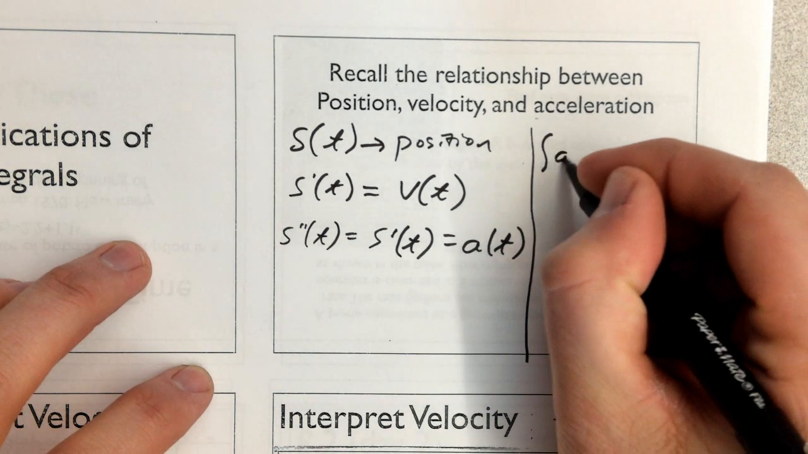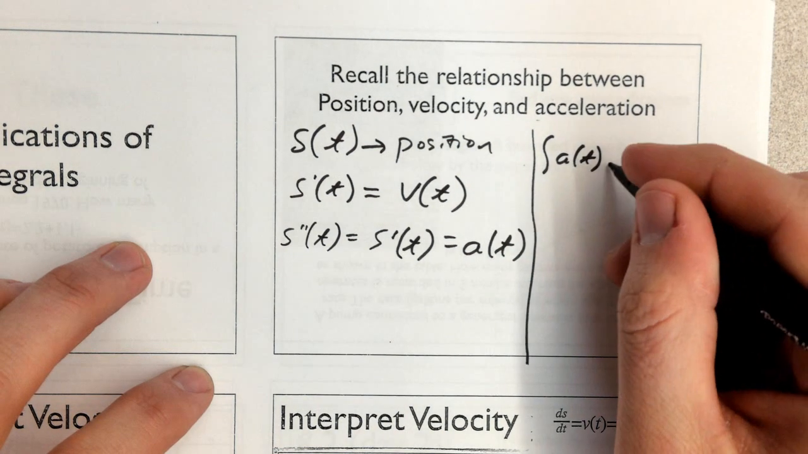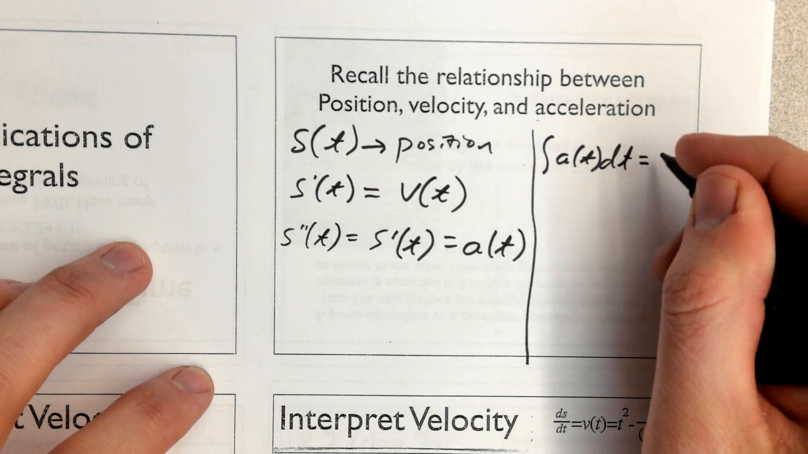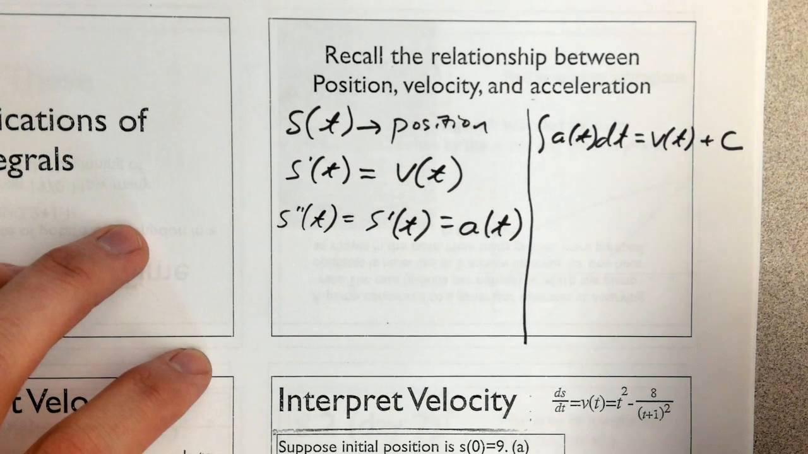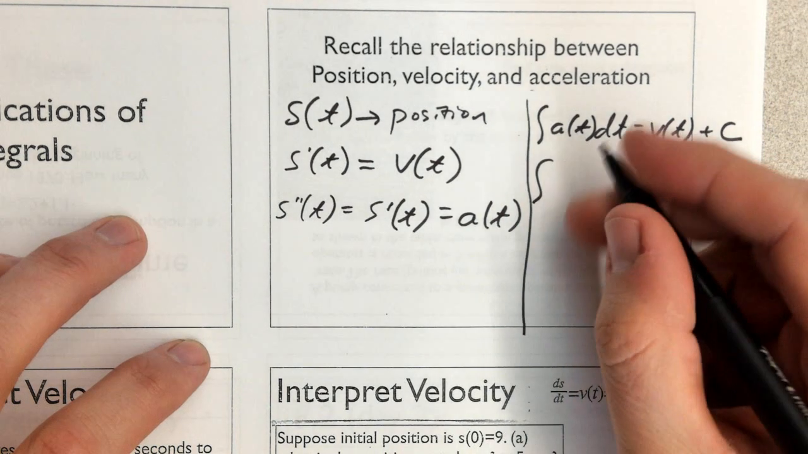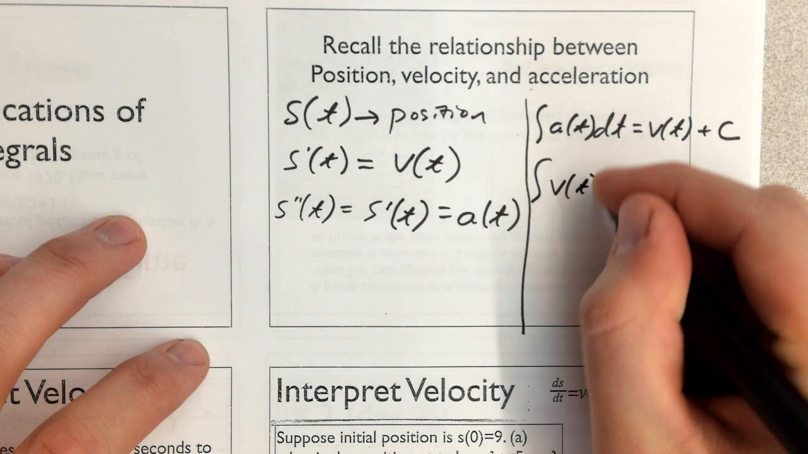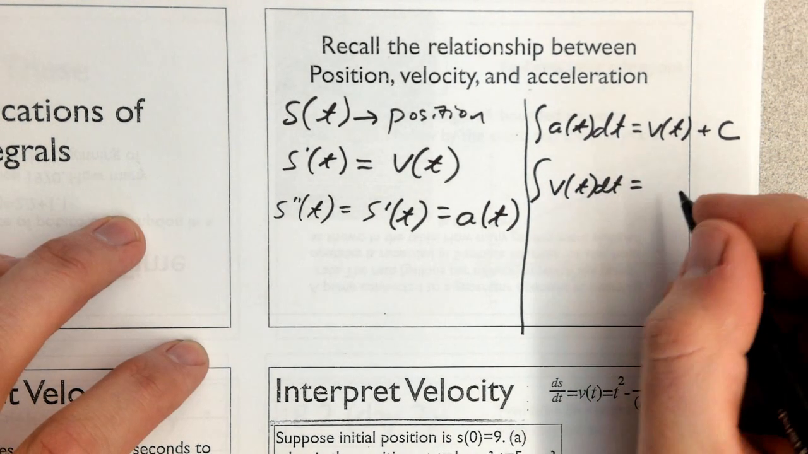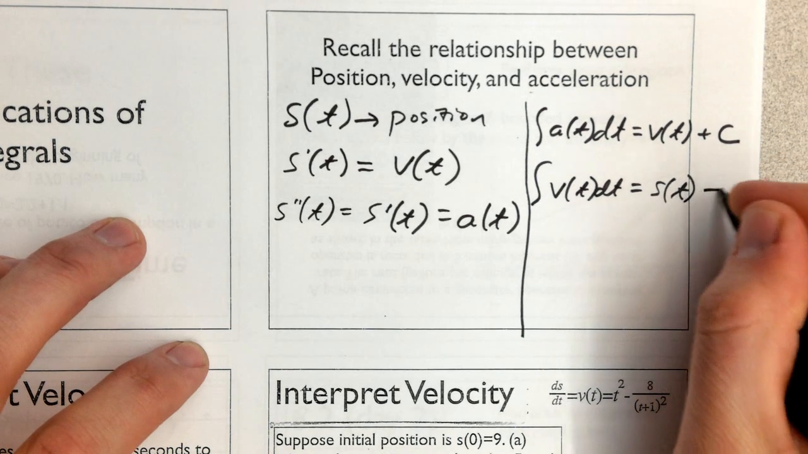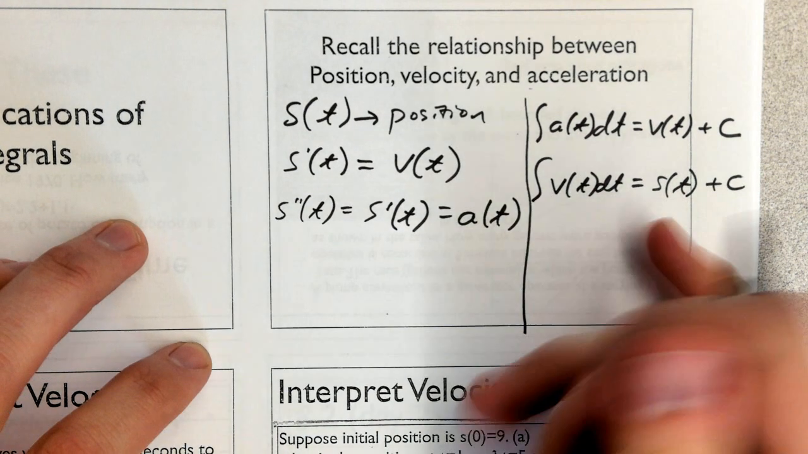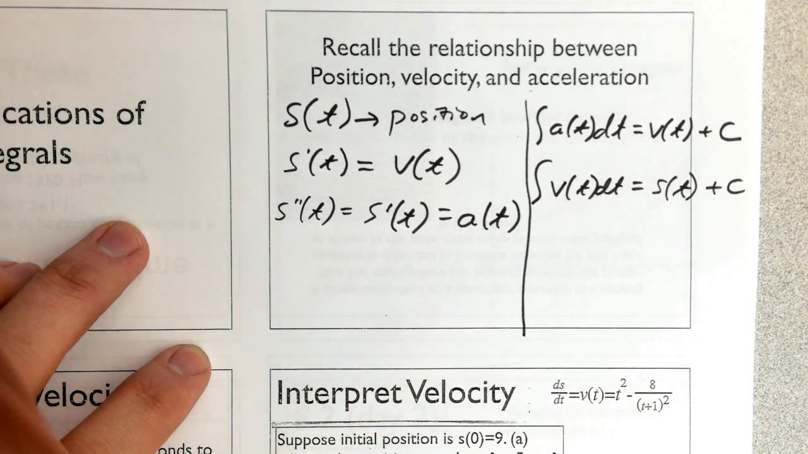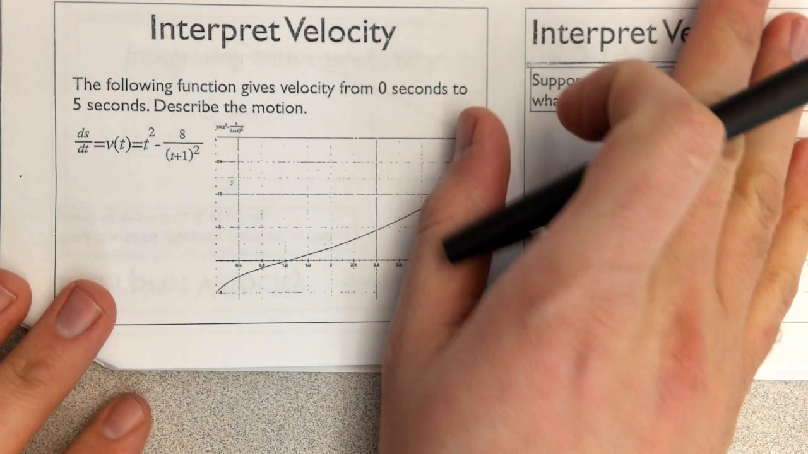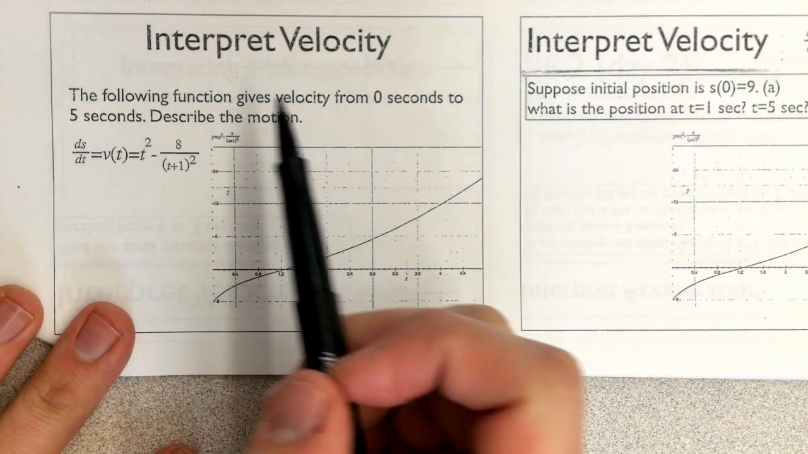The antiderivative of acceleration is equal to v of t plus c. And then the antiderivative of velocity, some velocity function, will be equal to s of t plus c, some constant. Okay? And typically the c's are the initial velocities in this case and the initial positions in this case. All right, so then we go over here. Let's do some problems now.